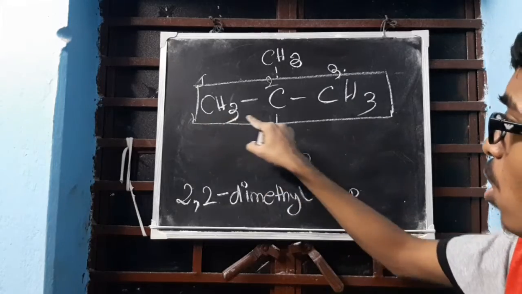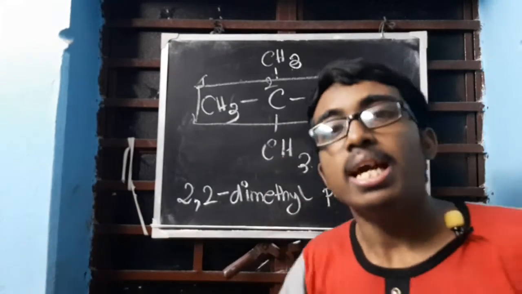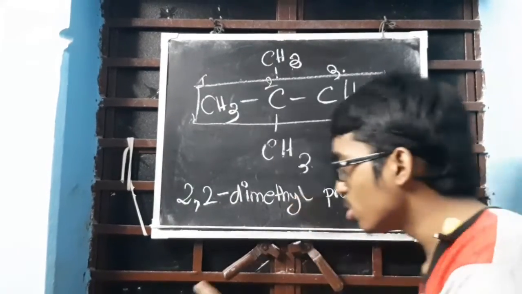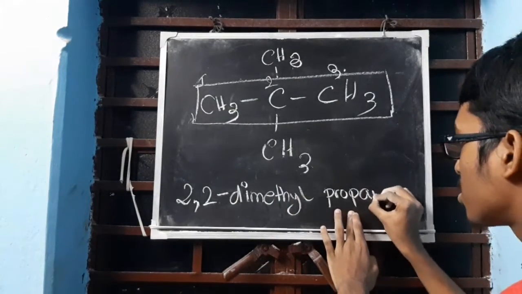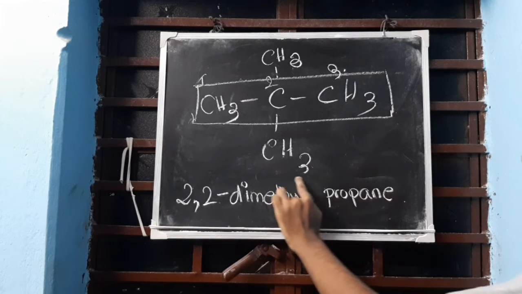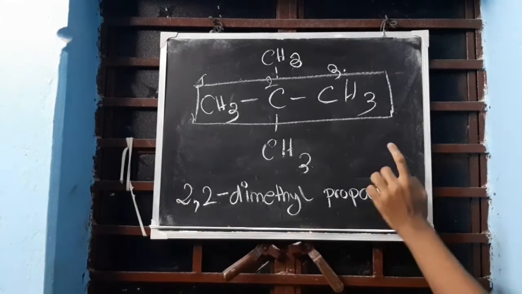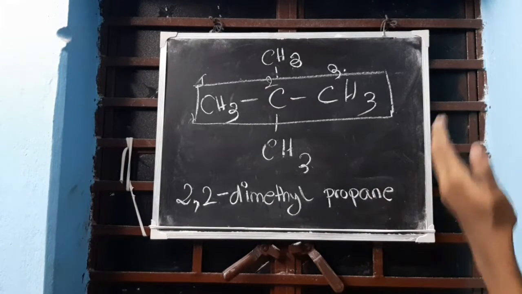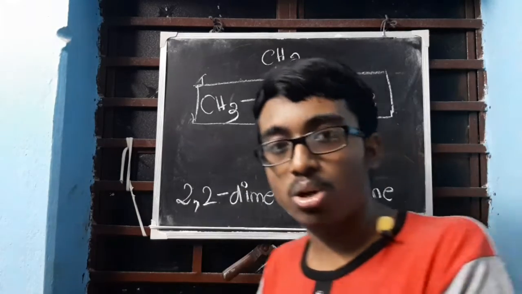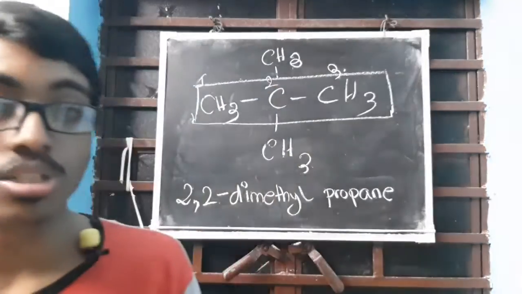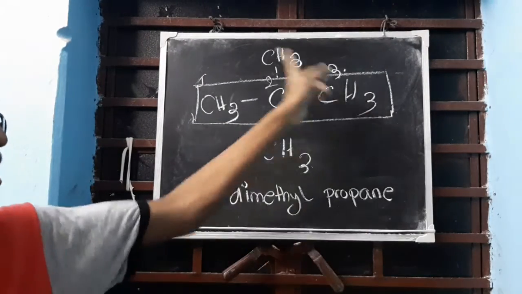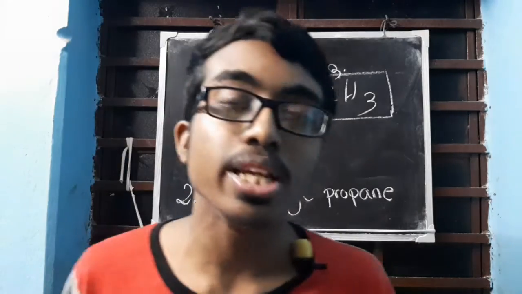Next, all are single bonds. Is any double bond present? Any triple bond present? No. Single bonds only. So what will be the suffix? ane. So the name stands as 2,2-dimethylpropane. Clear? This is neopentane. But neopentane is not the IUPAC name; it's a trivial name. So 2,2-dimethylpropane is the IUPAC name of neopentane.